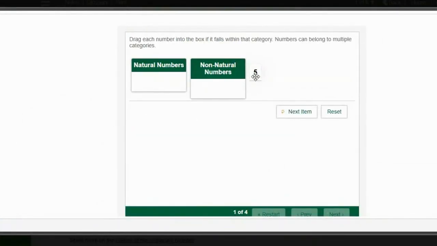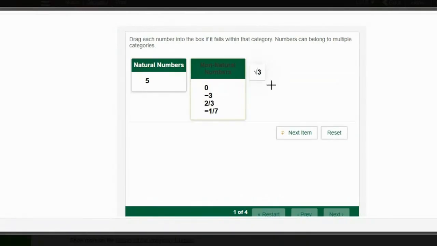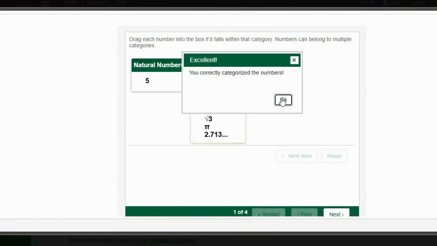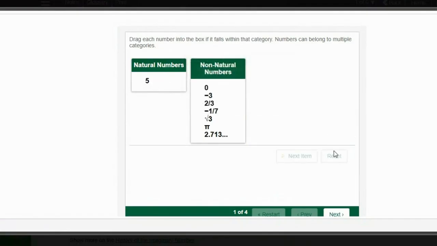So 5 is a natural number, normal counting. 0 is not a natural number, because the natural numbers are only the things you use for counting something. If you have a little kid, count how many toys they have. They would not ever use -3. They would never use 0, because kids don't count with 0. The natural numbers are only the positive integers. 2/3, -1/7, all of these are not natural numbers. Pi, 2.7. See, 5 is the only natural number in there.